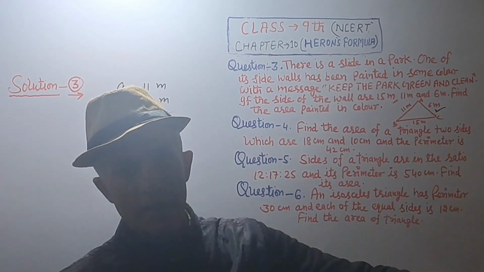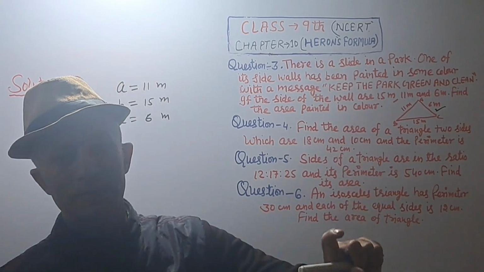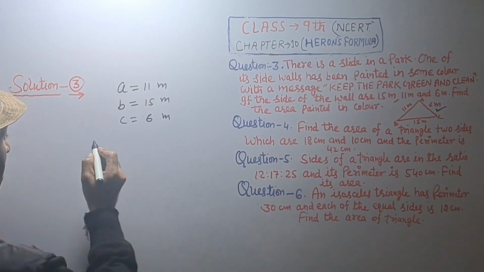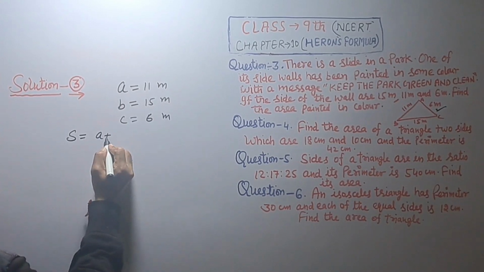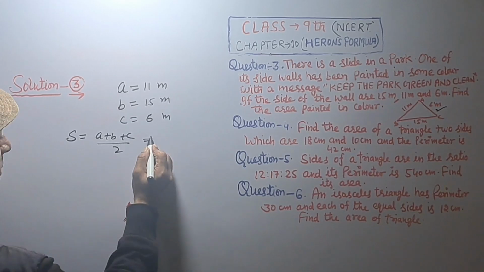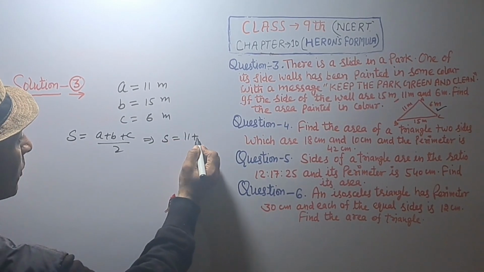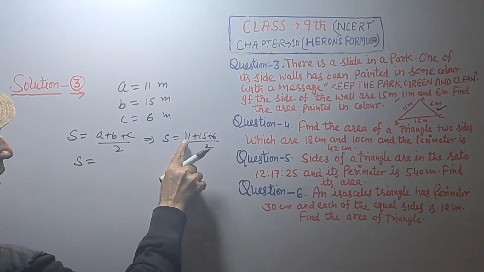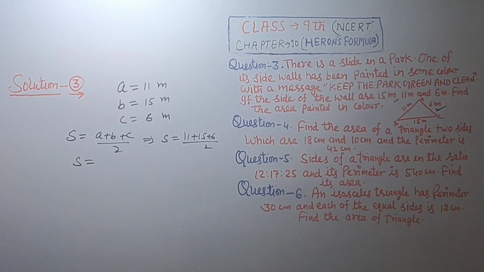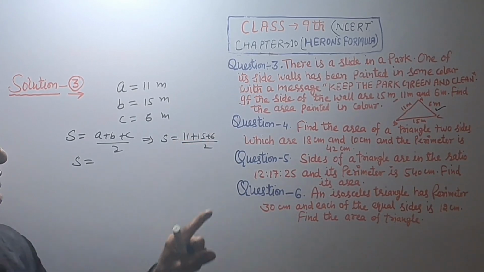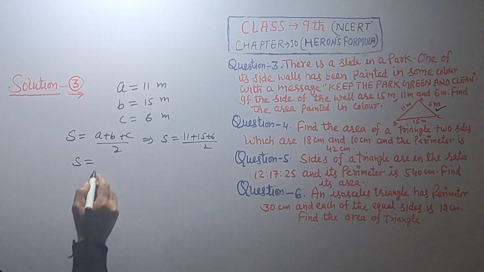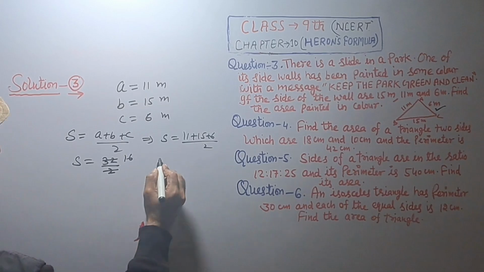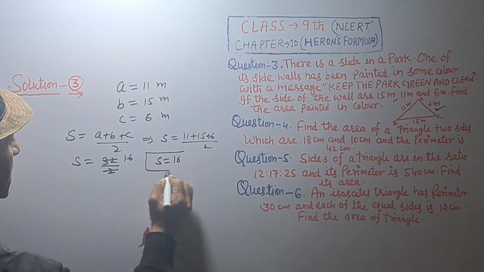एक साइड हमारे पास 11 है और सेकंड साइड हमारे पास 15 है, थर्ड साइड हमारे पास 6 मीटर है। तो हम सेमी पेरीमीटर निकालेंगे। S इज इक्वल टू A प्लस B प्लस C डिवाइडेड बाय 2, which implies S is equal to 11 plus 15 plus 6 upon 2. S is equal to 11 plus 15, that is equal to 26. 26 plus 6 is equal to 32 upon 2, 16. S is equal to 16.